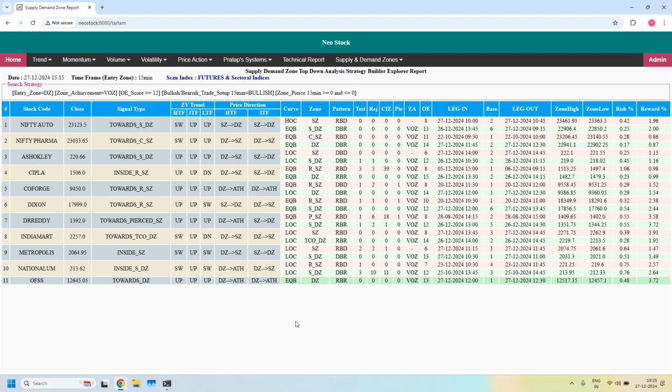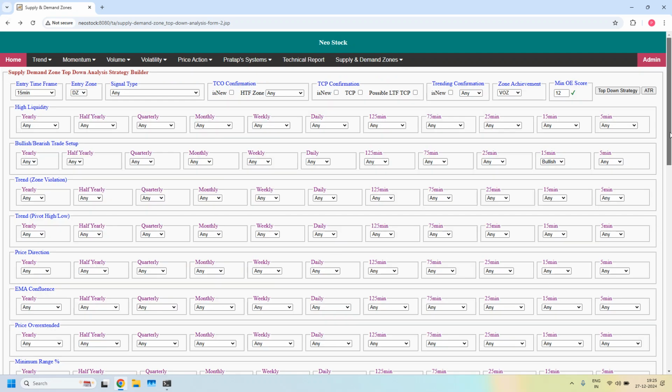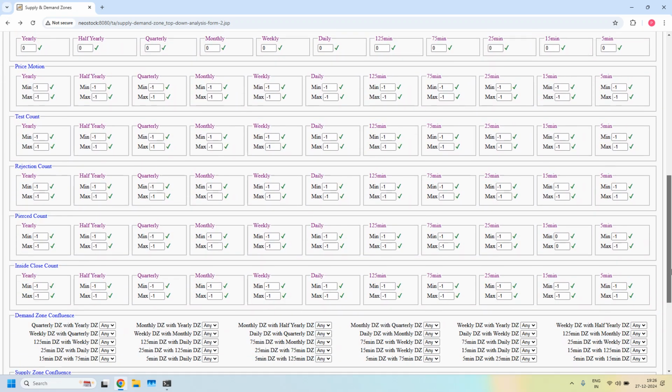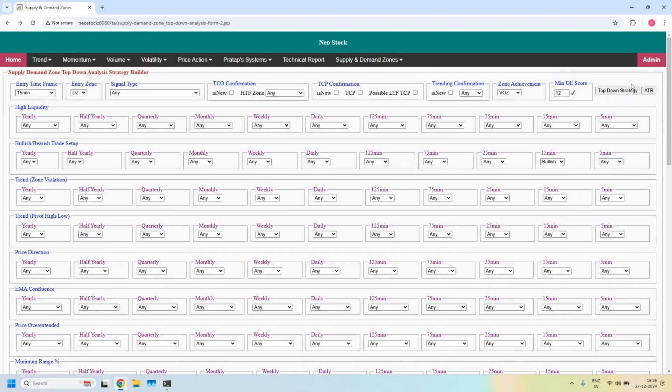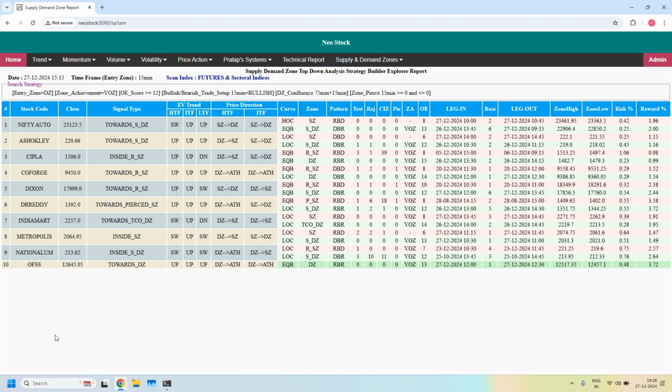So the first filter is 15 minutes demand zone with 75 minutes demand zone confluence. Let us verify. In the demand zone confluence, LTF and ITF demand zone confluence, I am enabling the filter 15 minutes demand zone with 75 minutes demand zone confluence. With this filter, we got 10 stocks. In all these 10 stocks, these 15 minutes demand zones are part of the 75 minutes demand zone. And 75 minutes trend is up in all these stocks. That is the ITF time frame.